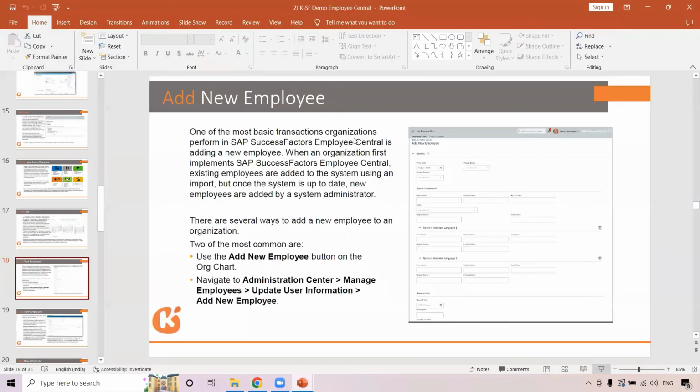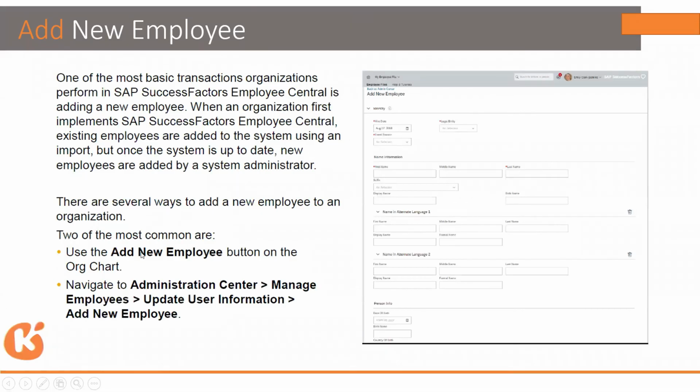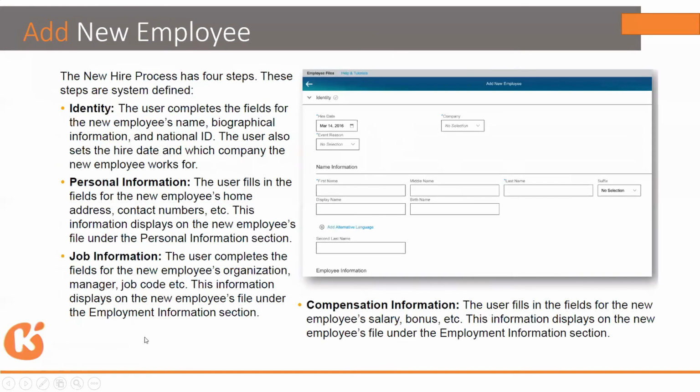All right, so you can see this is your add new employee. And in add new employee, I have shown you the four sections also, which are identity, personal information, job information, and compensation information. Now, add new employee takes almost 1 hour to fill all this information for one employee. So it's a very time-consuming activity.